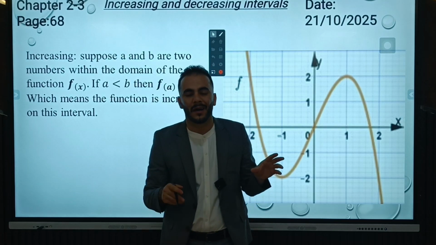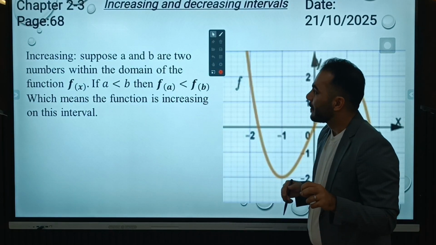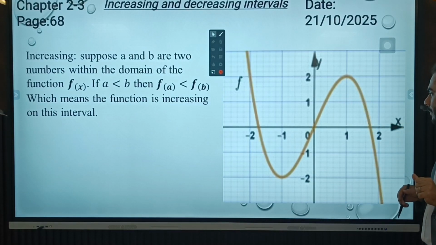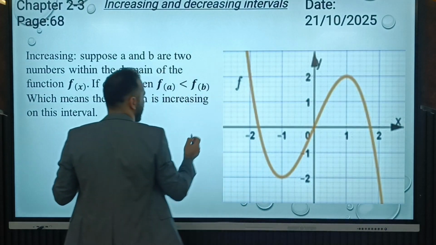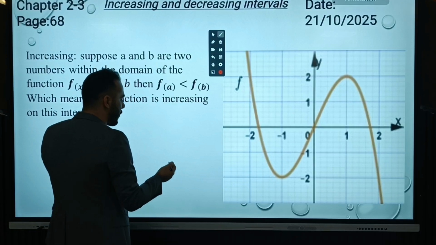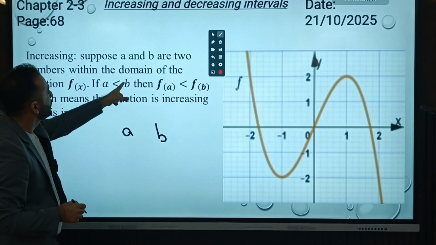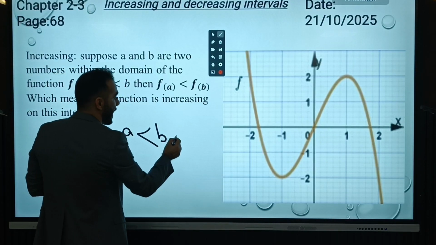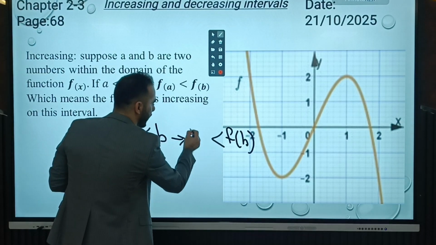So, increasing: suppose a and b are two numbers within the domain of the function. Imagine the domain of the function is all the real numbers, and we take two numbers, let's say a and b. If b is bigger than a, and f of b also is bigger than f of a, in that case we are going to say that our function is increasing in that interval.